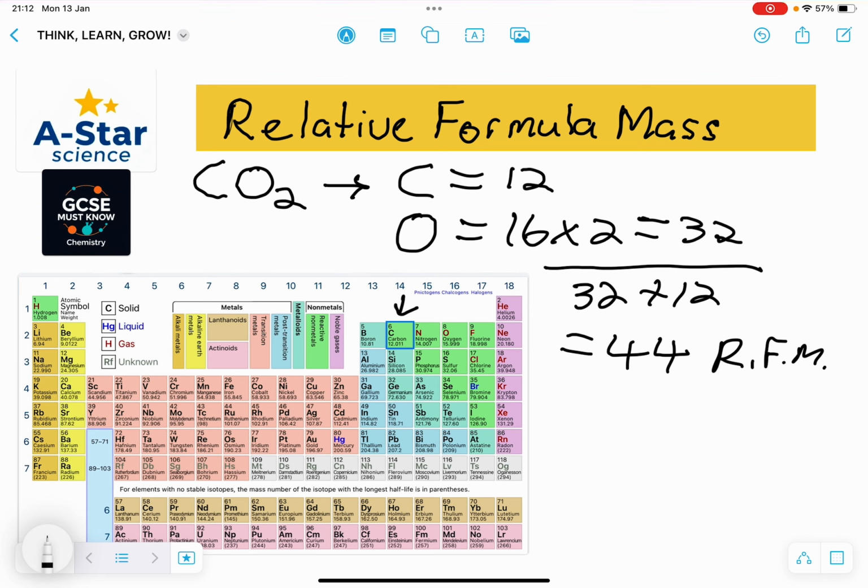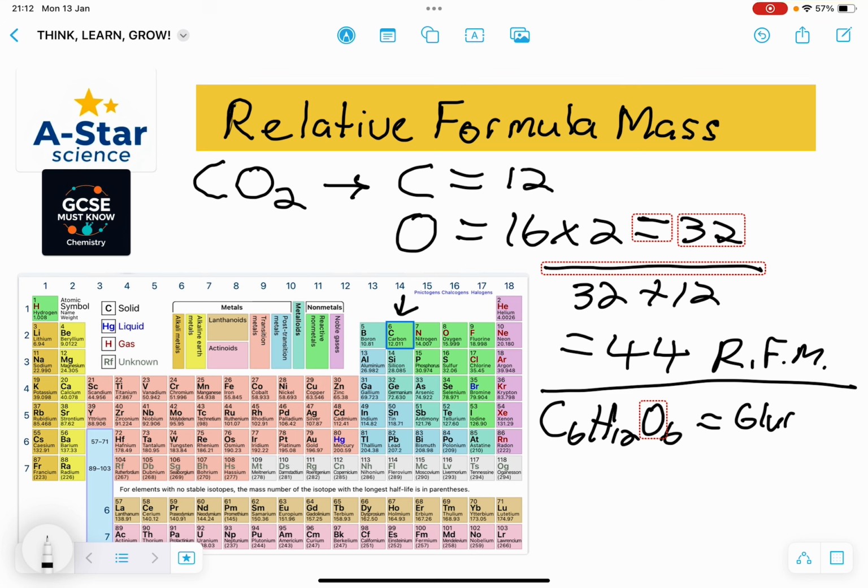44. And that's the relative formula mass of carbon dioxide. You can even do bigger molecules. C6H12O6. All of our GCSE students should know what this is. This is glucose. And how would you find a relative formula mass of this? Well, you follow the same procedure.